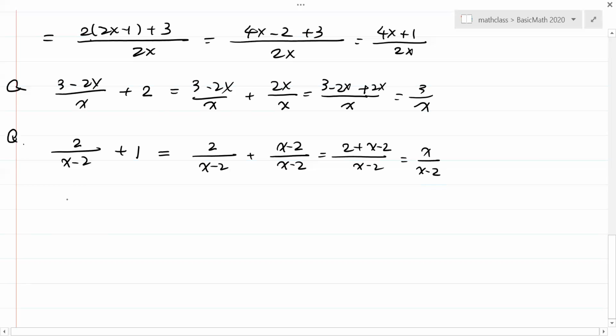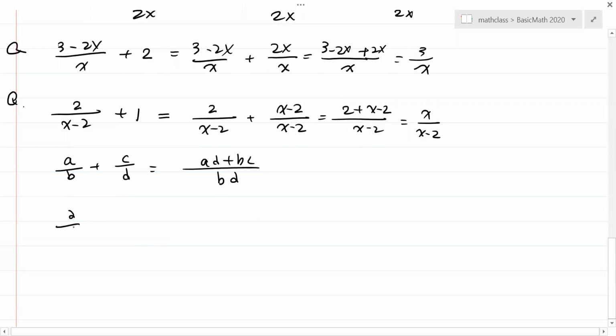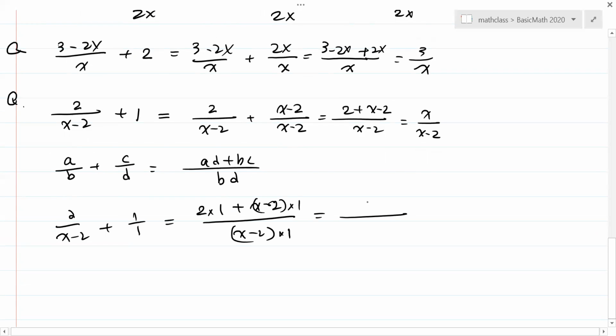Another way to do it, remember we have a formula, right? A over B plus C over D is going to be AD plus BC over BD. That's cross product, right? So you can do the following. The 1 is 1 over 1, right? That's a simple way to do it. So the denominator is x minus 2 times 1, and the cross product is 2 times 1 plus x minus 2 times 1. Then you can use that formula, and you will get 2 plus x minus 2, so just x. So you get that quickly.